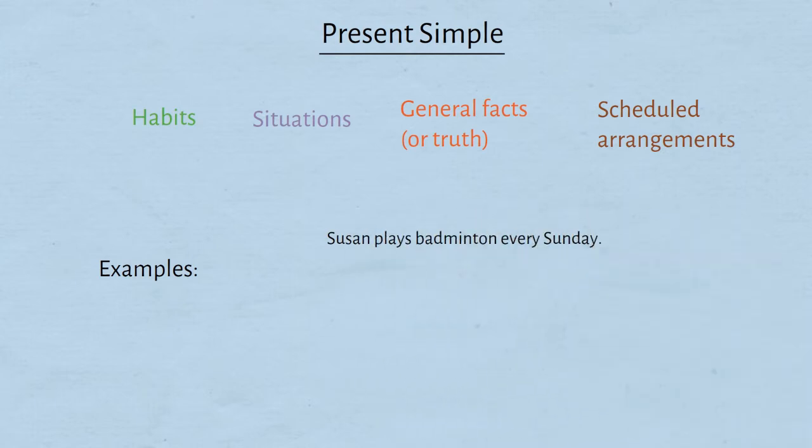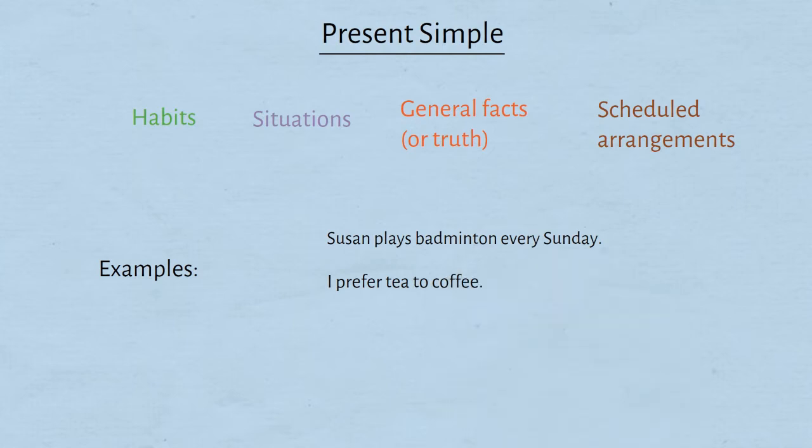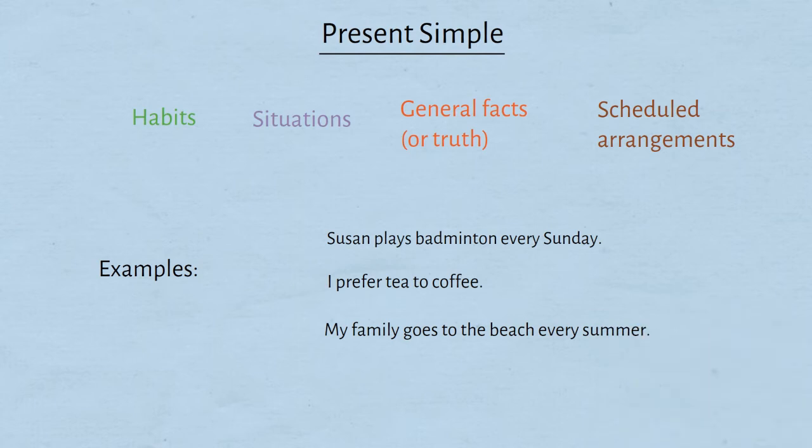Susan plays badminton every Sunday. Here we are talking about a routine, so we use the simple present. I prefer tea to coffee. I'm talking about my habit. So again, we use the present simple. My family goes to the beach every summer. Again, here also we are talking about a routine. So we use the present simple tense.